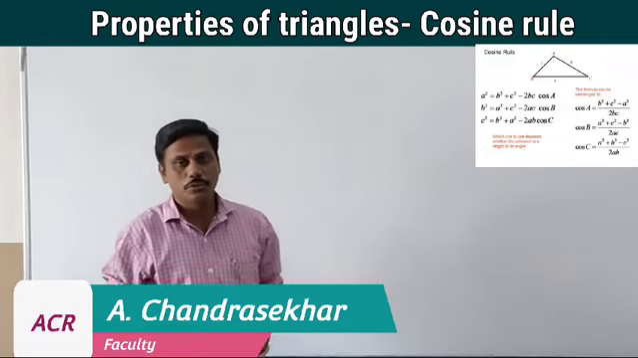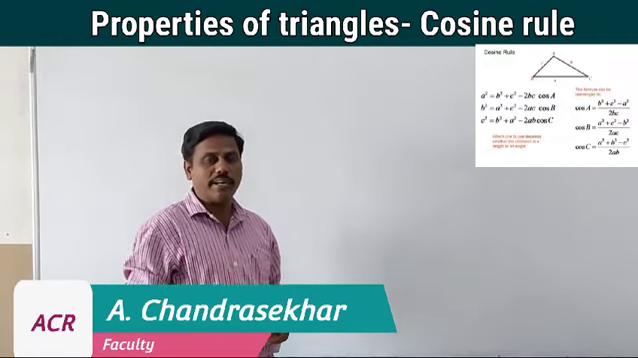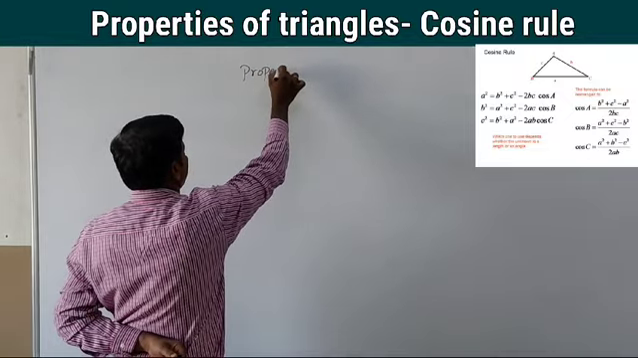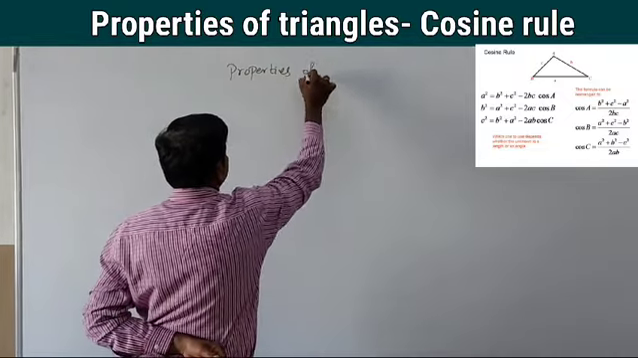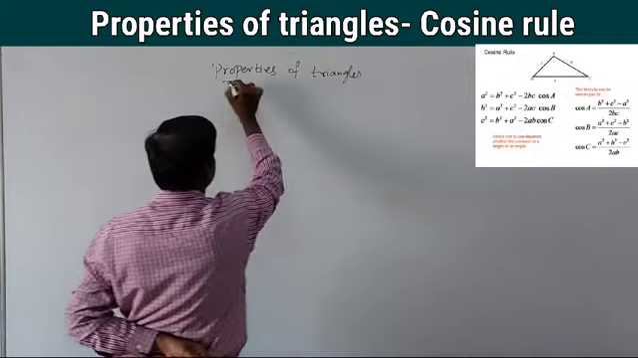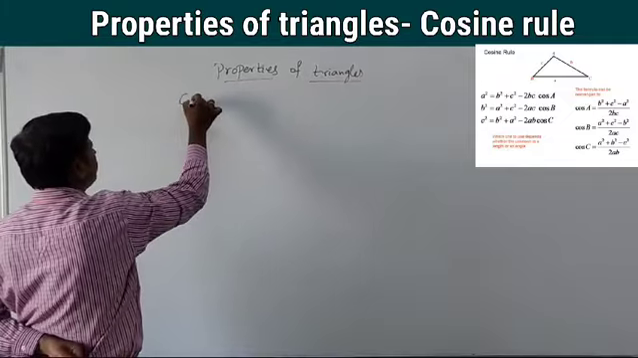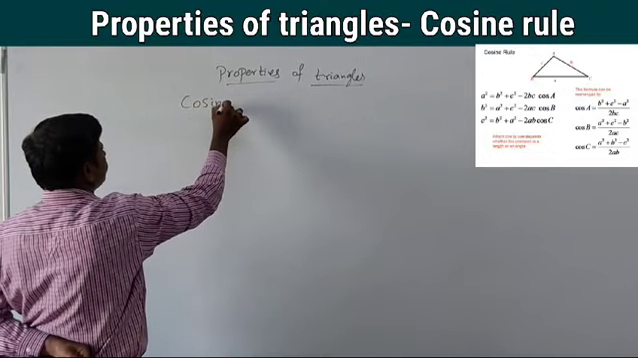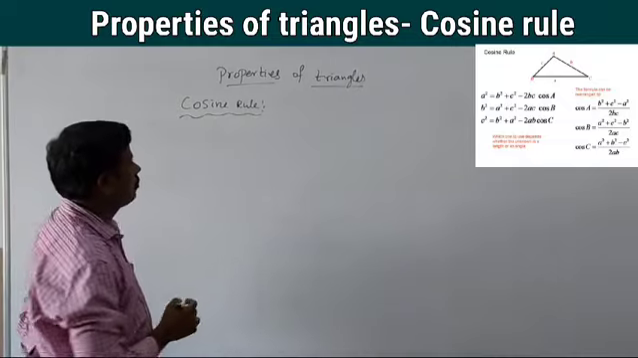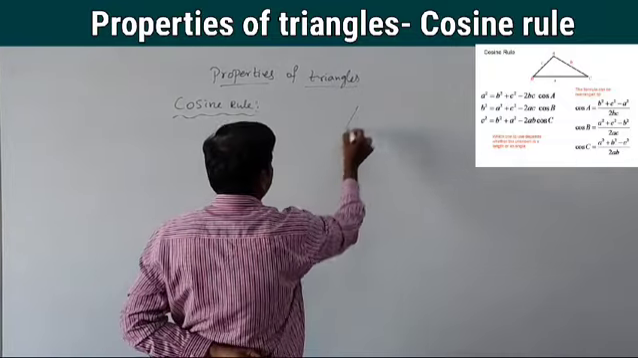Let us start today: properties of triangles. So, cosine rule. Properties of triangles. Triangles, cosine rule. How to find out the cosine rule in a triangle ABC?